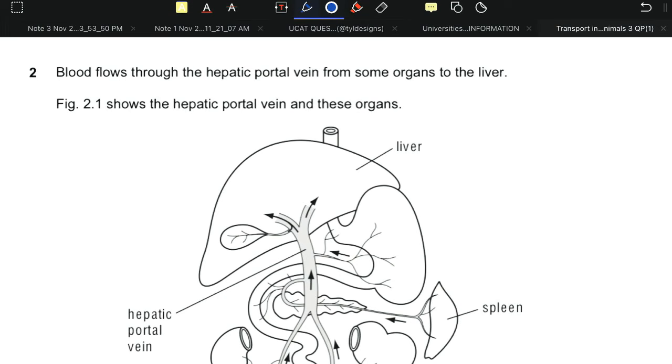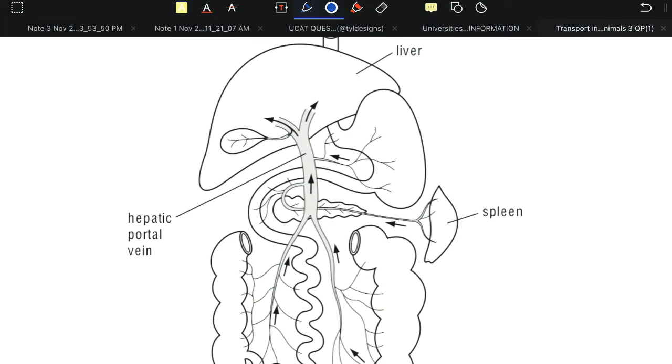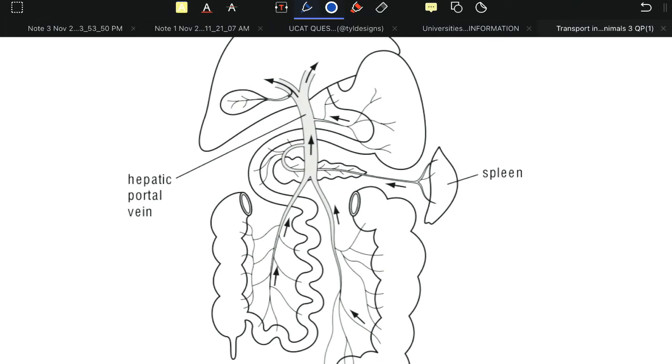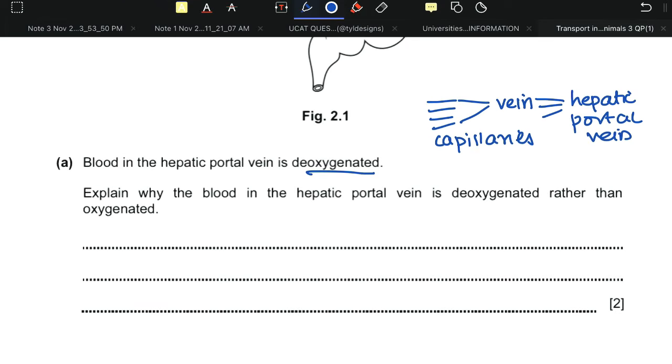Blood flows through the hepatic portal vein from some organs to the liver. Figure 2.1 shows the hepatic portal vein and these organs. So you have the liver, you have the hepatic portal vein, and you have an organ, the spleen, here. Alright. Now, blood in the hepatic portal vein is deoxygenated. Explain why blood in the hepatic portal vein is deoxygenated rather than oxygenated.